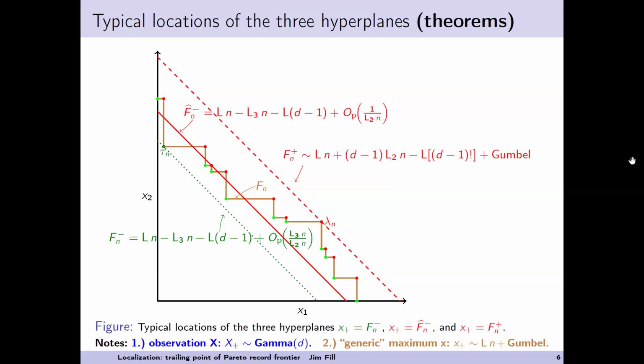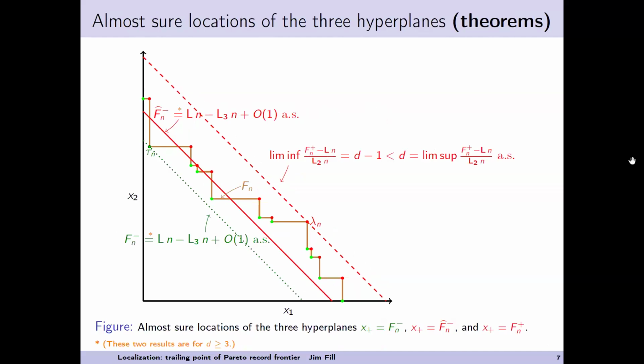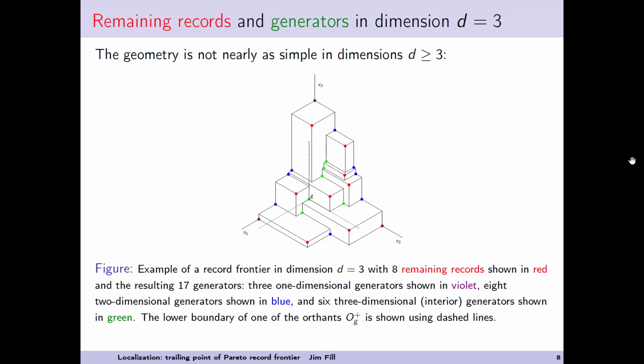In terms of the typical behavior, there's no restriction here. D could be any value, at least 2. D equals 1, of course, is boring, right? If you have a continuous distribution, there's always exactly one current record at any epoch, and it's well known how that behaves.